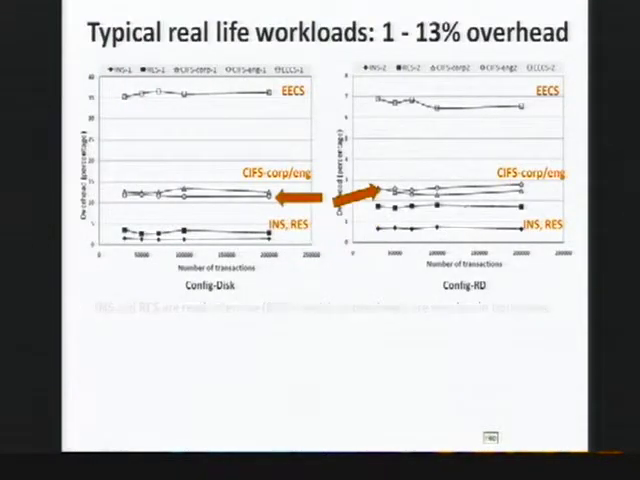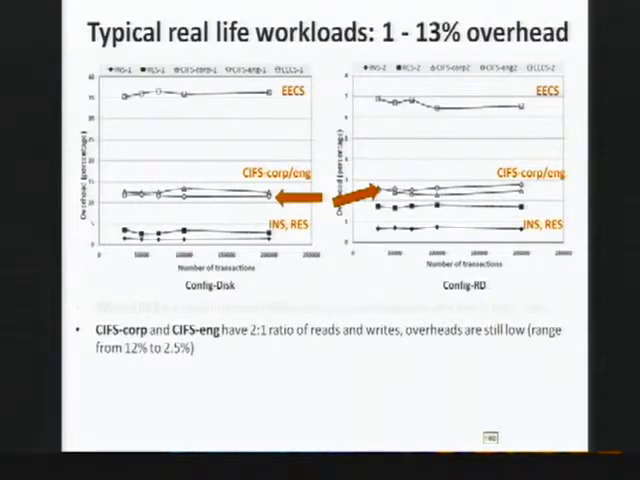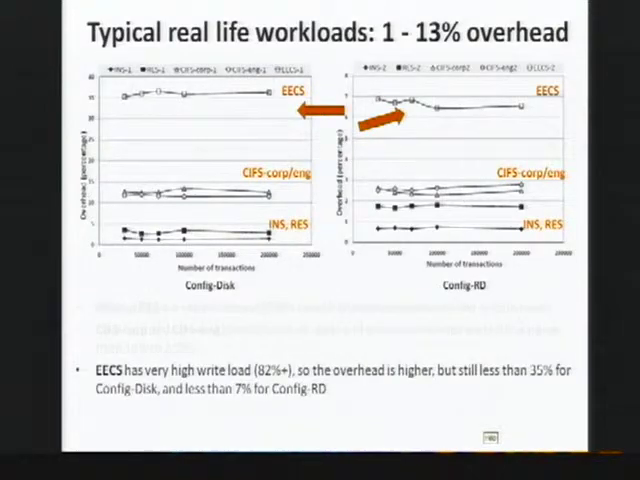How about the next one? The CIFS Corp and CIFS Eng. Well, here, if you recall the previous slide, we had 15 to 17% write transactions in these 2 workloads. But still, we have overheads of around 13% here, and maybe less than 3% on this RAM disk buffered case. These are quite low. Even in the worst possible case, in the EECS workload, we have an unrealistically high number of write transactions, 82%. Overhead is naturally high, but we still have around 35% here and less than 7% with the RAM disk optimization.